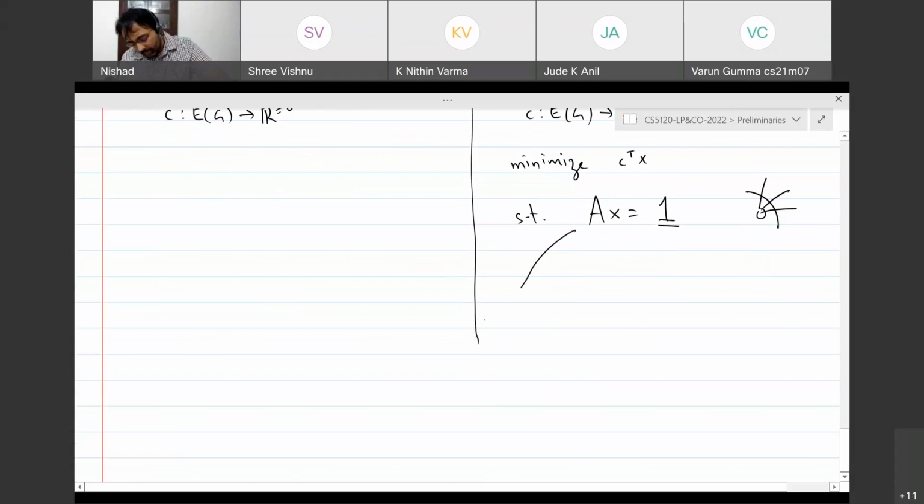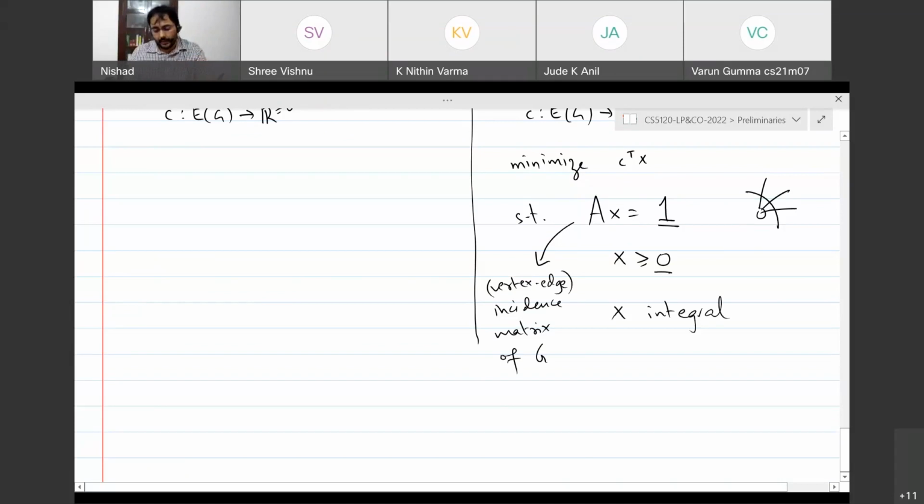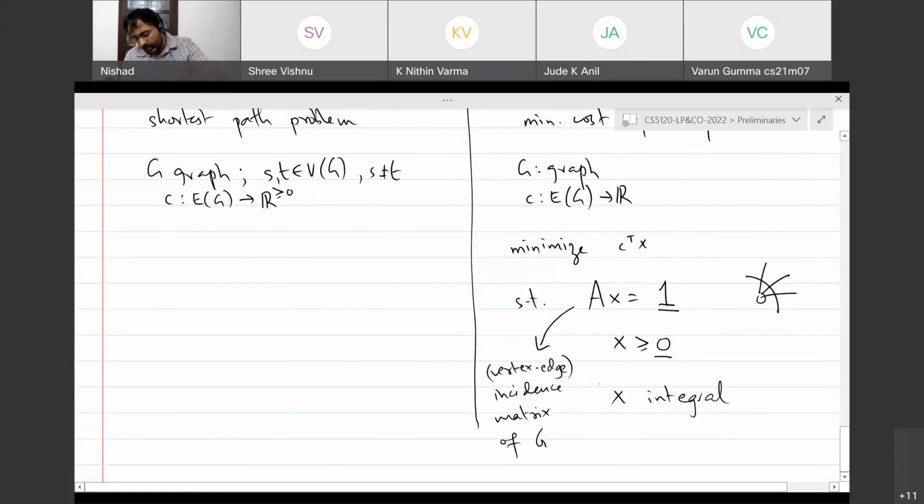So this is the incidence matrix of the graph. Let me actually call it the vertex edge incidence matrix, although generally, if you say incidence matrix, that is what it means. And we also had that the vector is non-negative, and we had that X is an integral vector. So that was the ILP. And if you throw away the last condition, then you get the LP relaxation of the problem.